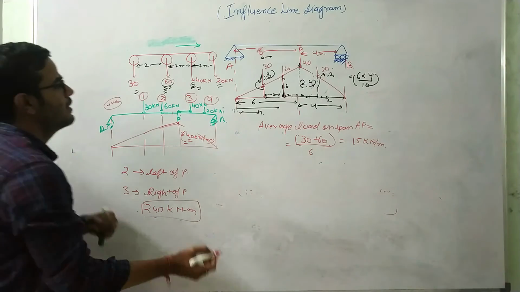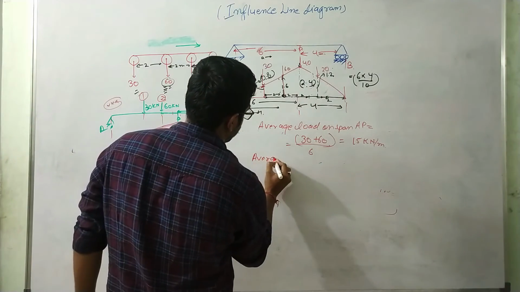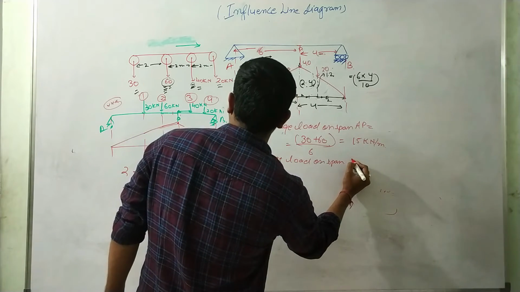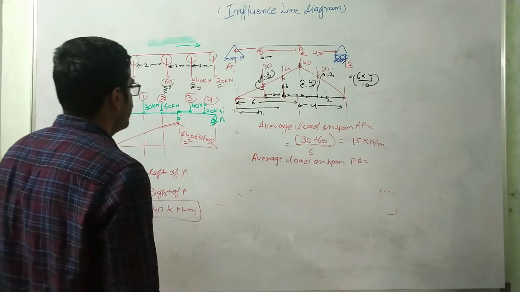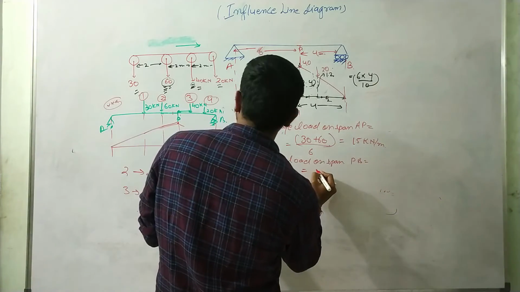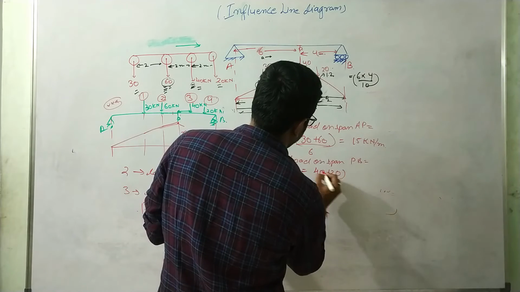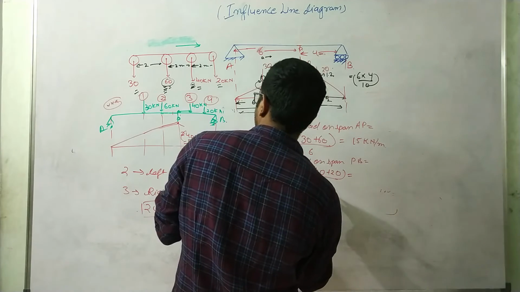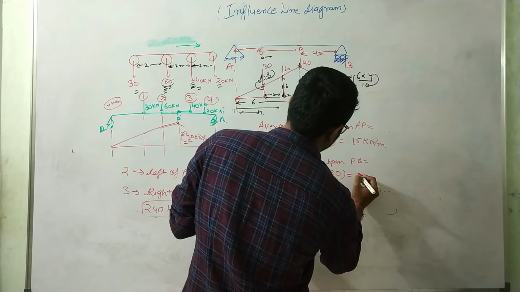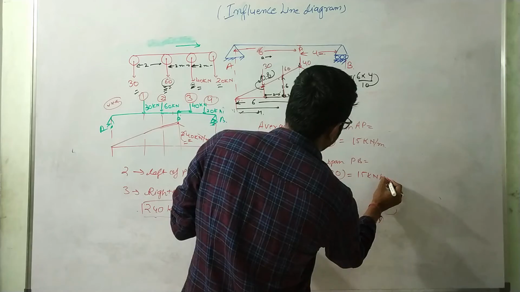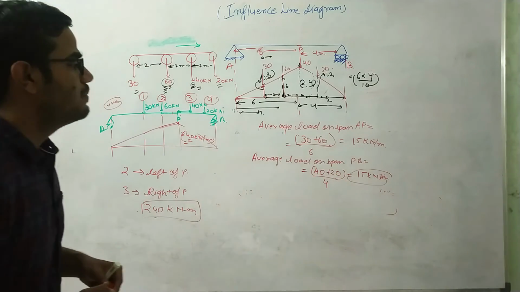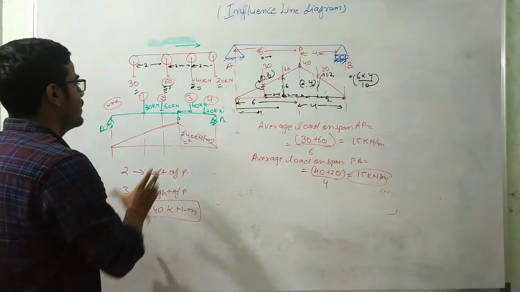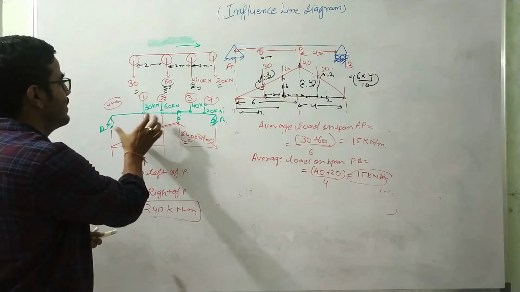Similarly, the average load on span PB will be 40 plus 20 over 4, the length of span PB, which is equal to 4. So the value again comes out to be 15 kilonewton per meter. For the maximum condition to be achieved, we have already discussed this when we applied a UDL where the span of the UDL is less than the span of the beam.